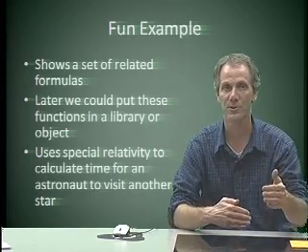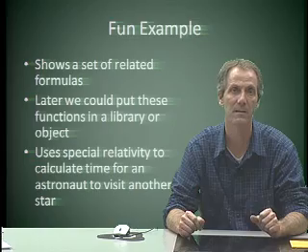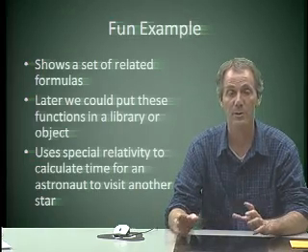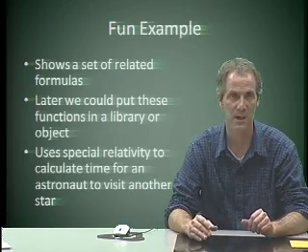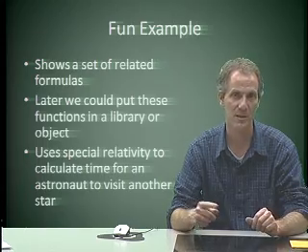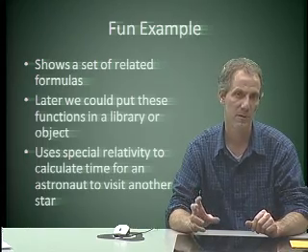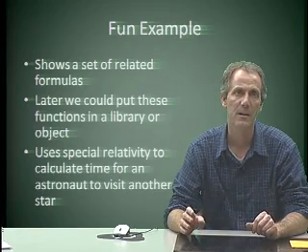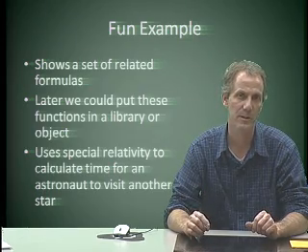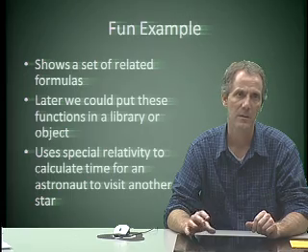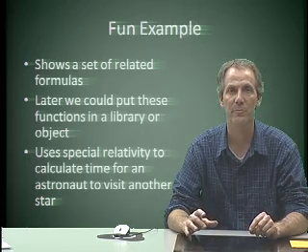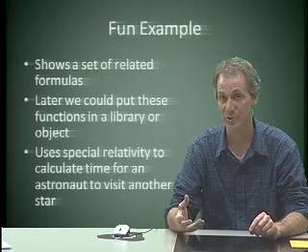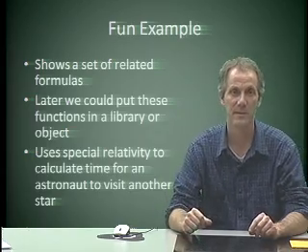The functions are related to each other, so they'd all go into the same header file. That's one way to do it, or you could put it into an object. Later we'll learn to use objects, and we could put these 5 functions in as member functions of a mission planning object if we wanted to do that. The particular functions we're using come from special relativity. The particular example is planning a mission to another star as an astronaut traveling in an ideal rocket.